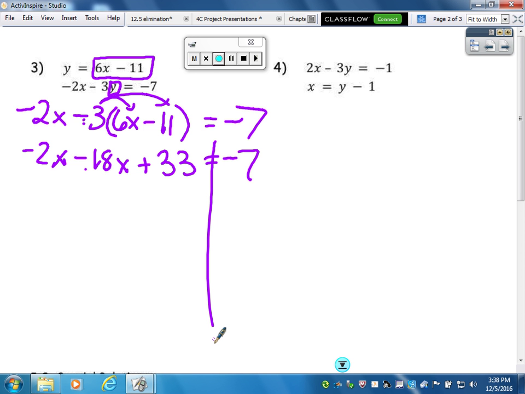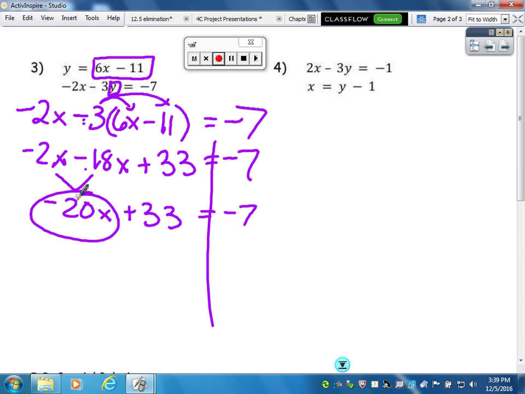Let's finish solving. So after you distribute, combine like terms. Remember, we live near Washington, D.C. That helps you remember what to do: D for distribute, C for combine like terms. That's negative 20x, then plus 33 is equal to negative 7.